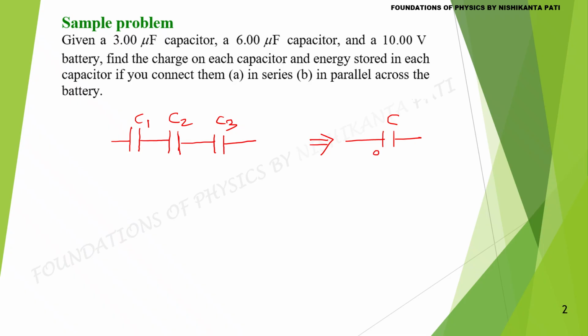If Q is the charge on this equivalent capacitor, then Q is the charge on this capacitor, Q is the charge on this, also on this. If V is the potential difference across the effective capacitor, V1 is the potential difference across the first capacitor, V2 across the second capacitor, V3 across the third capacitor, then V equals V1 plus V2 plus V3. This is the principle behind the series combination of capacitors.